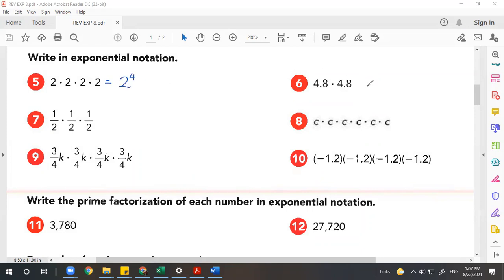That's right. 6. 4.8 to the power of 2. Okay, I just put the bracket to make it safe. And then here. 1 out of 2 in brackets to the power of 3. That's right. Cool. How about this? C to the power of 6.